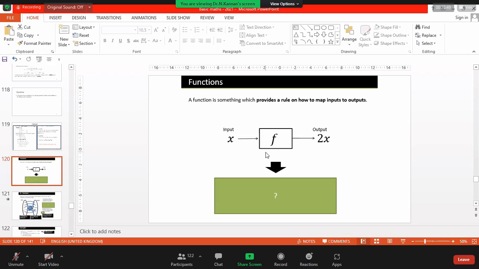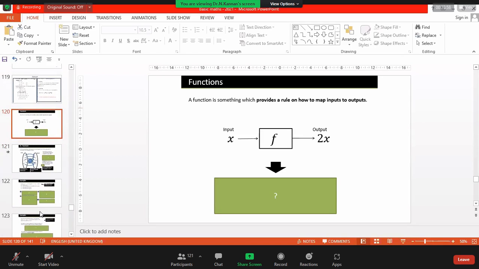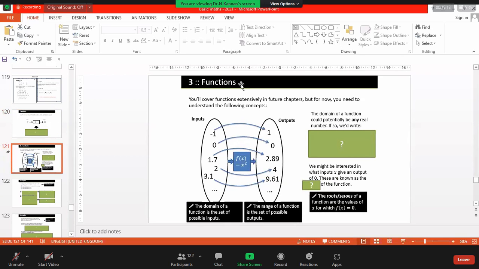So this is function. It's very important. You should understand this one. Manashi, can you please define the term function? Yes, sir. It's about relating input to output. It provides a rule on how to relate the input to output. Yeah, good. So we will see this, right?